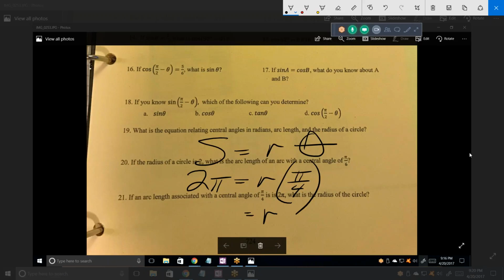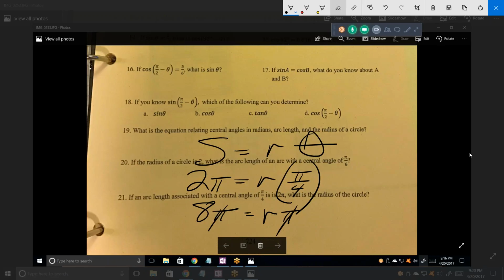Let's do this in 2 steps, and then I'm going to show you the 1-step method. When you're solving an equation, you always want to get rid of denominators. So the first thing I'm going to do is multiply both sides by 4. That gets that. Next thing I'm going to do is divide both sides by pi. That's it. That's all.